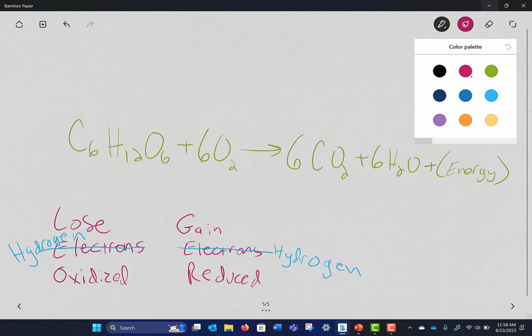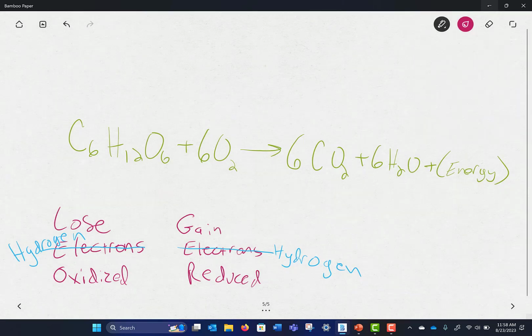So, now if we say losing hydrogens is oxidation, gaining hydrogens is reduction, we can look at that. And what we can do is first look at the reactants. Remember, the reactants are what the arrow is pointing away from. Where do we see a hydrogen? Right there in the glucose. And if we remove H from that, we are left with CO.